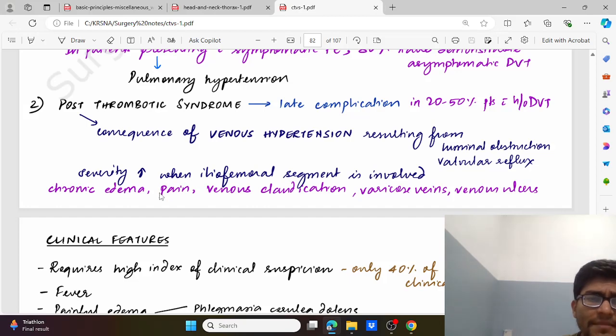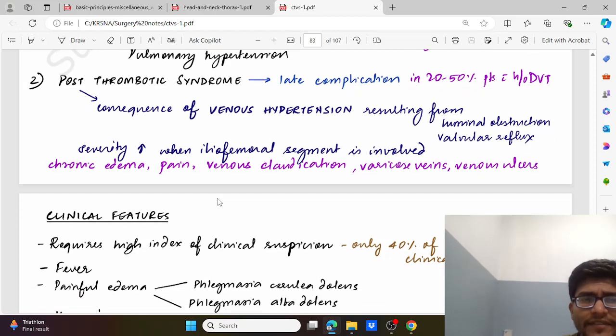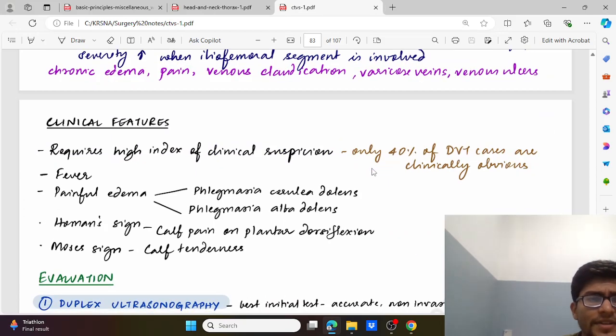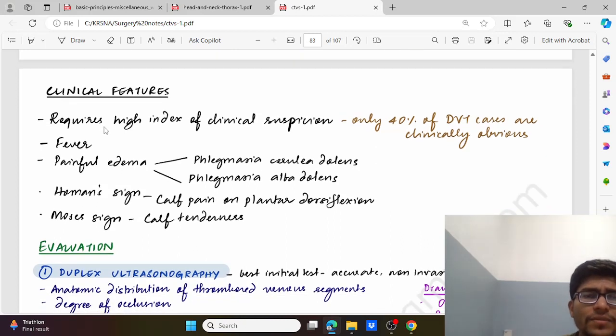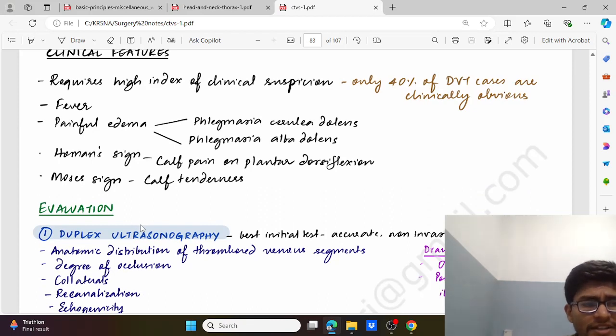It will cause chronic edema, pain, venous claudication, varicose veins, and venous ulcers. Now we see the clinical features. First and foremost, it will need a high index of clinical suspicion, and only 40% of DVT will have obvious clinical signs. Other signs are fever, painful edema, that is phlegmasia cerulea dolens or alba dolens, Homan's sign, that is calf pain on plantar dorsiflexion, or Moses sign, that is calf tenderness. So this was about clinical features.